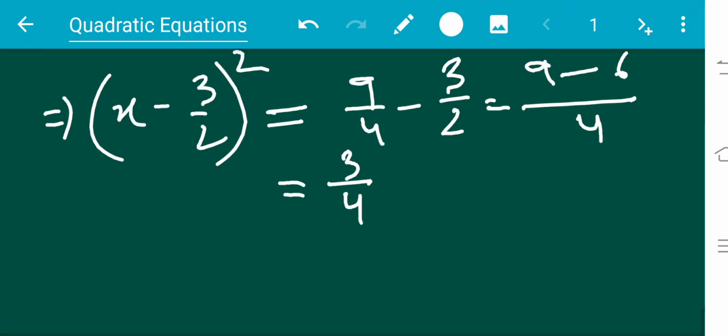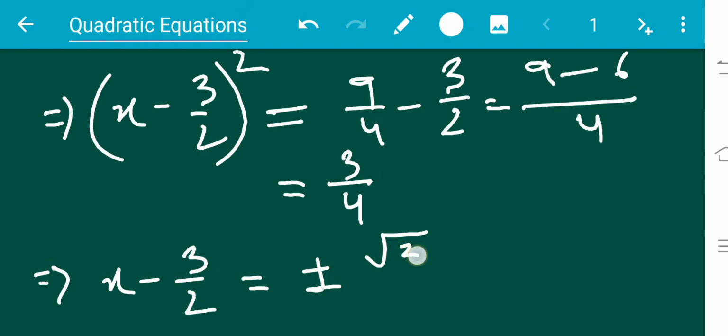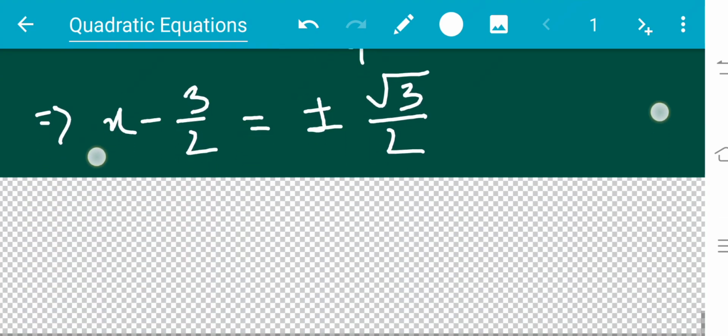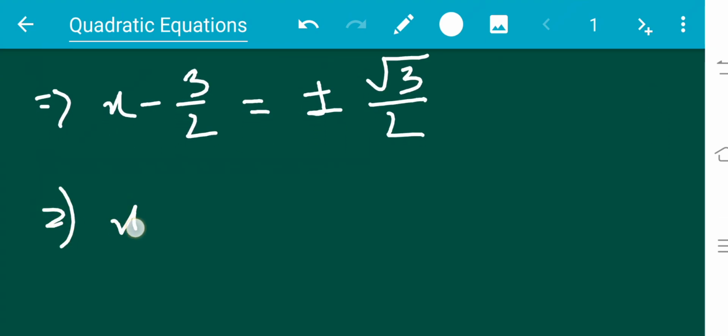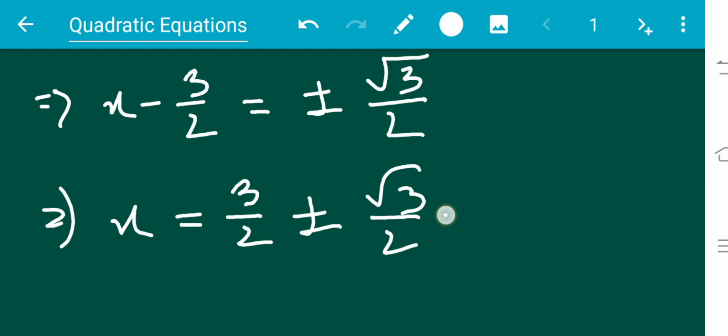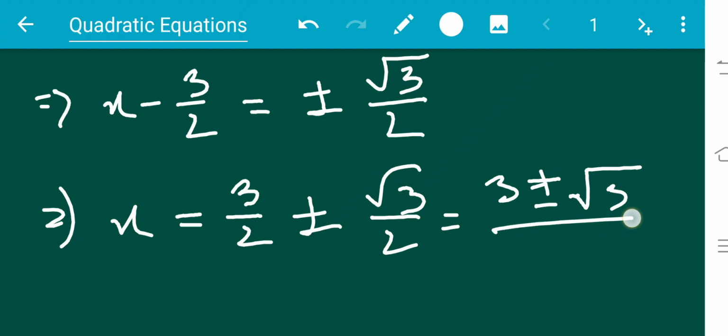So if you take the square root, this implies x minus 3 by 2 is equal to plus minus square root of 3 by 2. So take this one to the opposite side. So this will be x equal to 3 by 2 plus or minus root 3 by 2. So this is 3 plus minus square root of 3 divided by 2. So this is the root for this quadratic equation. This is how you find the root of the quadratic equation.